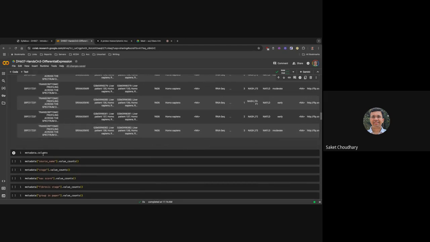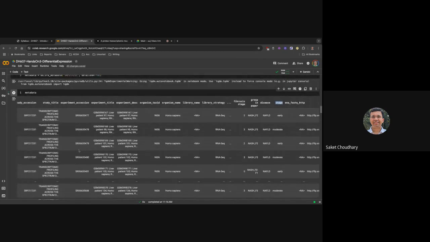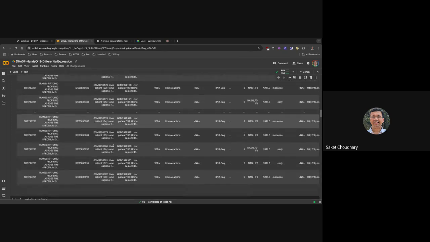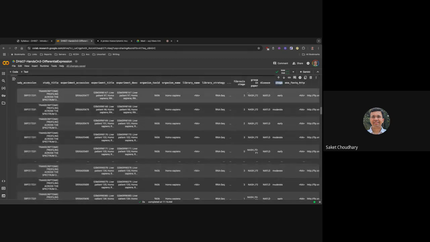Isn't it the same as the stage in number? So you mean this one? No, this is specific. It's graded in that way, but this stage also has a corresponding column attached to it, which is called the NAS score. So there are multiple things going on, which is why you need different metadata columns.